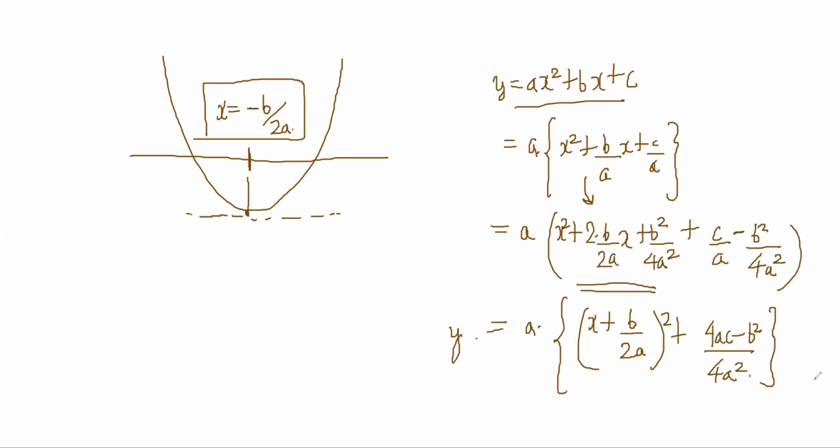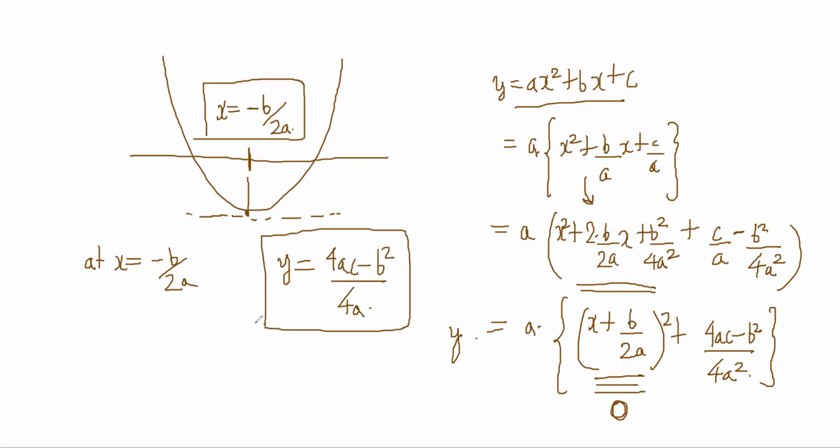So y is equal to this. Now this square is always greater than or equal to 0. But at x is equal to minus b by 2a, the square will become 0, and the whole thing will be at its lowest value, because for other values the square is not 0, it is positive, so it will add up. That is what I am doing.